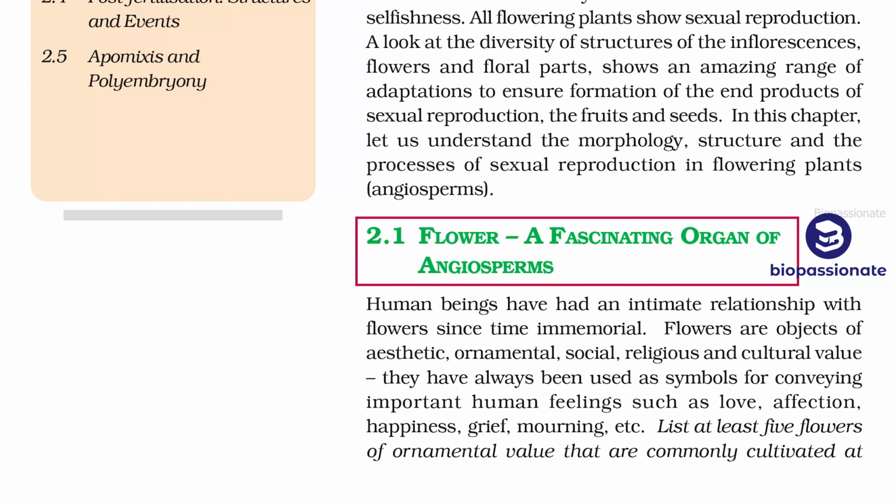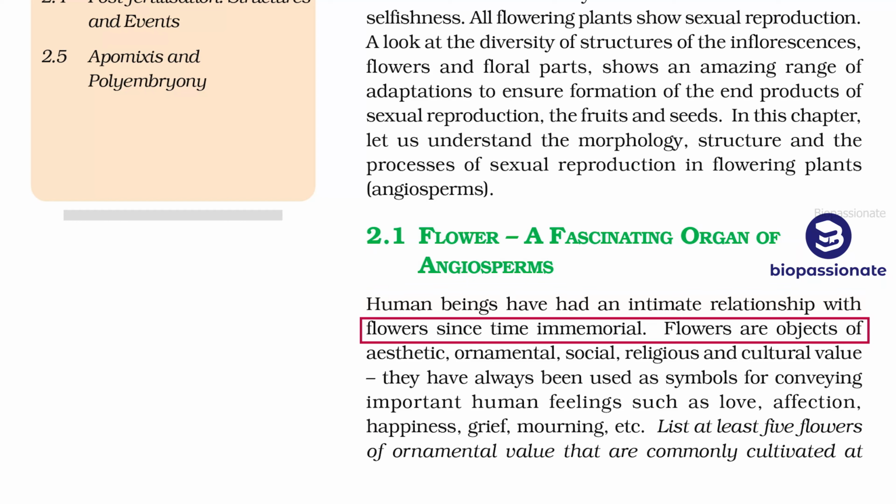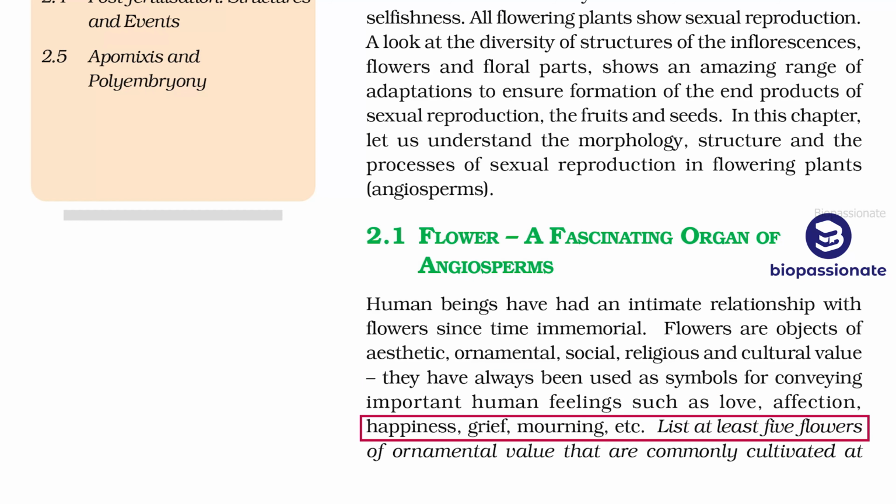2.1. Flower, a fascinating organ of angiosperms. Human beings have had an intimate relationship with flowers since time immemorial. Flowers are objects of aesthetic, ornamental, social, religious, and cultural value. They have always been used as symbols for conveying important human feelings such as love, affection, happiness, grief, mourning, etc.